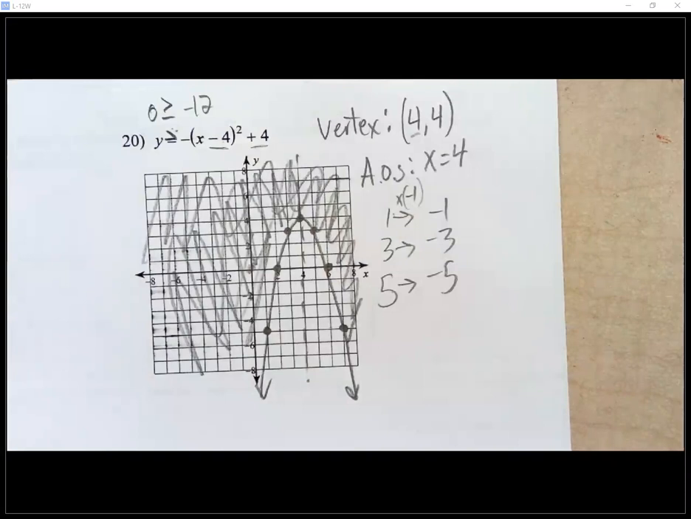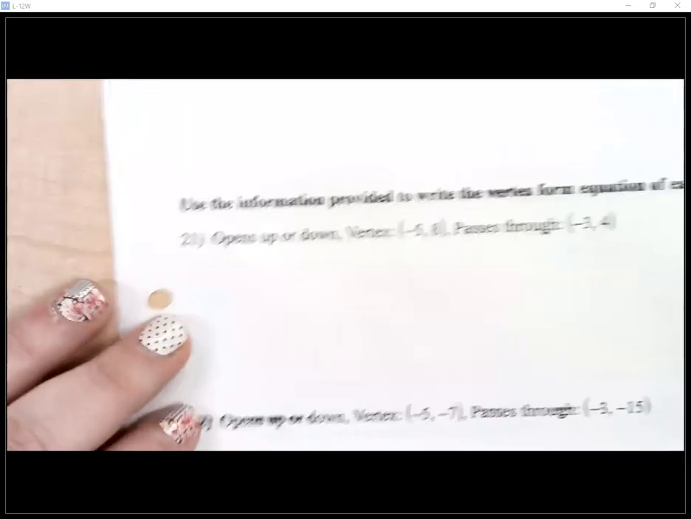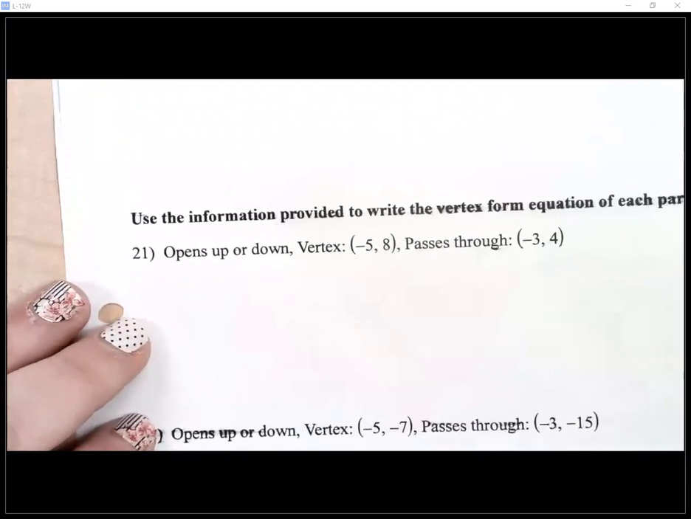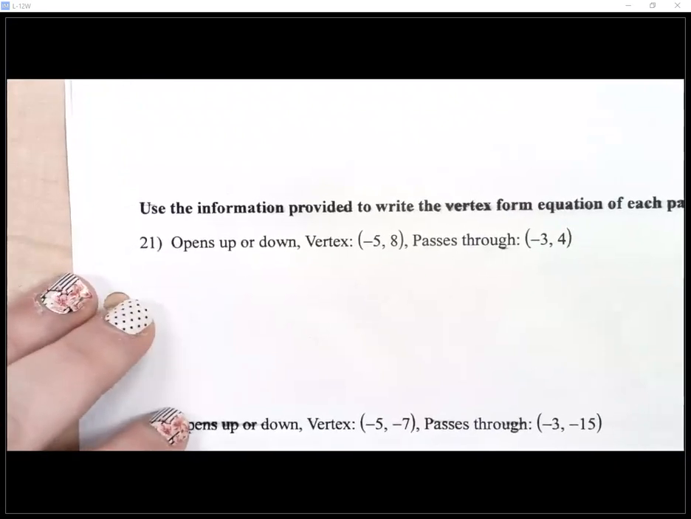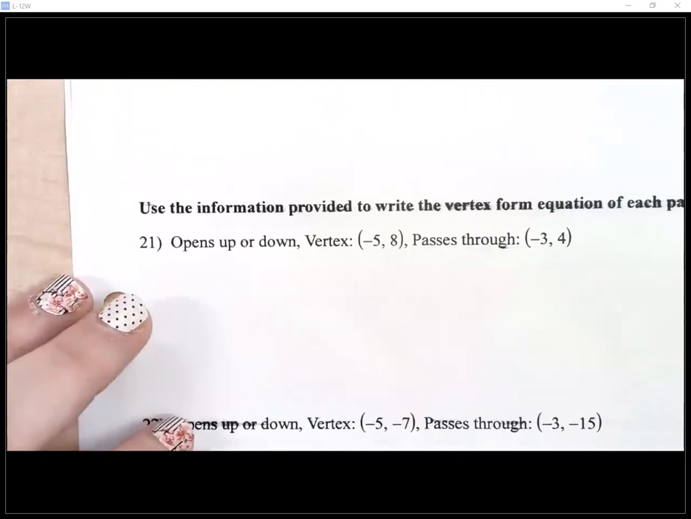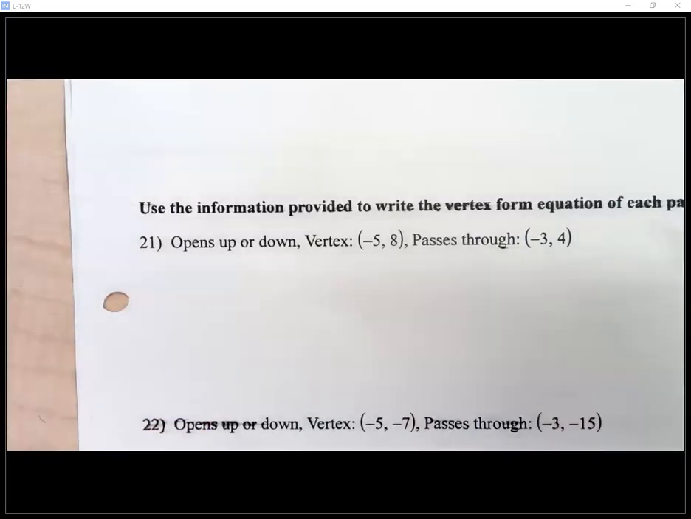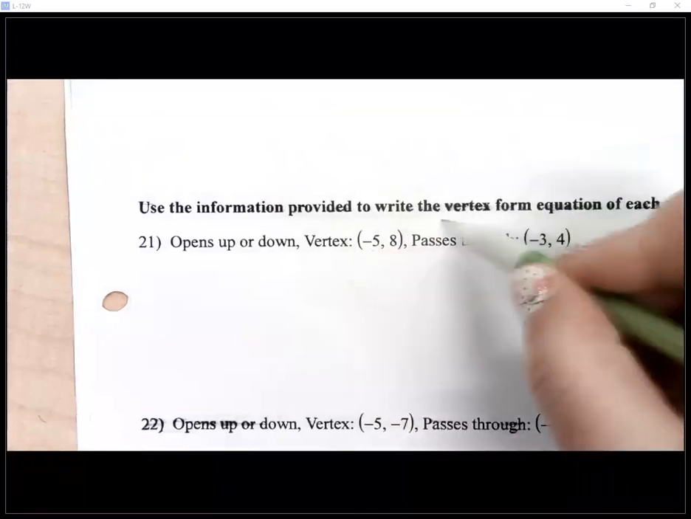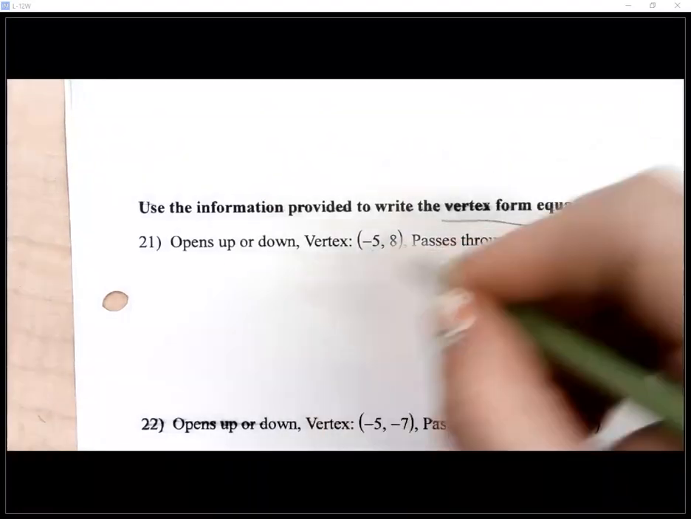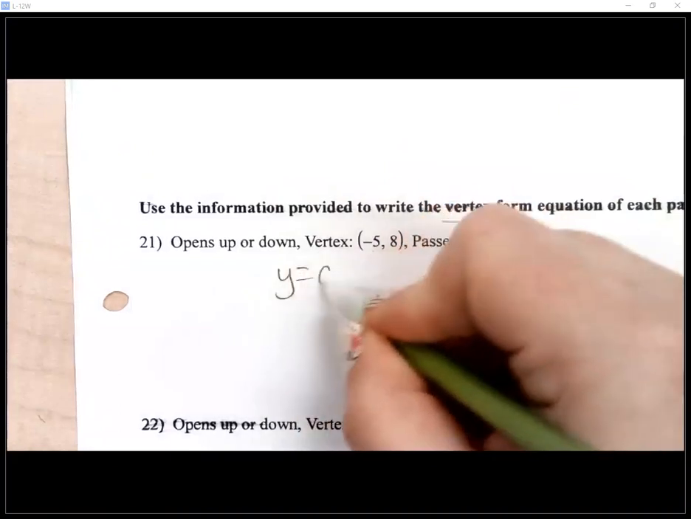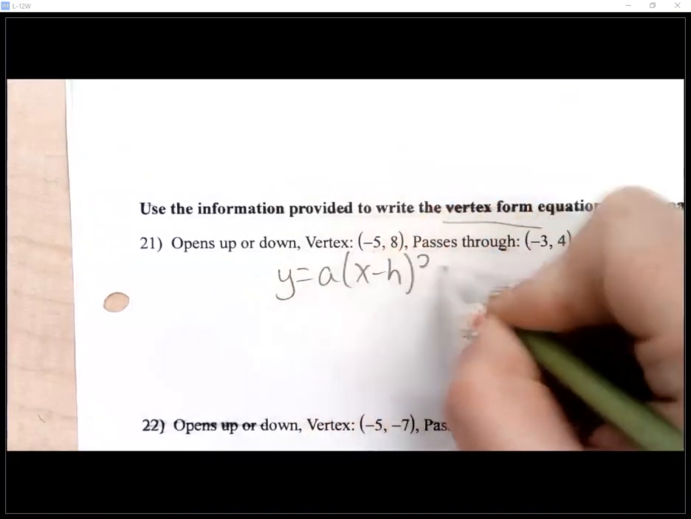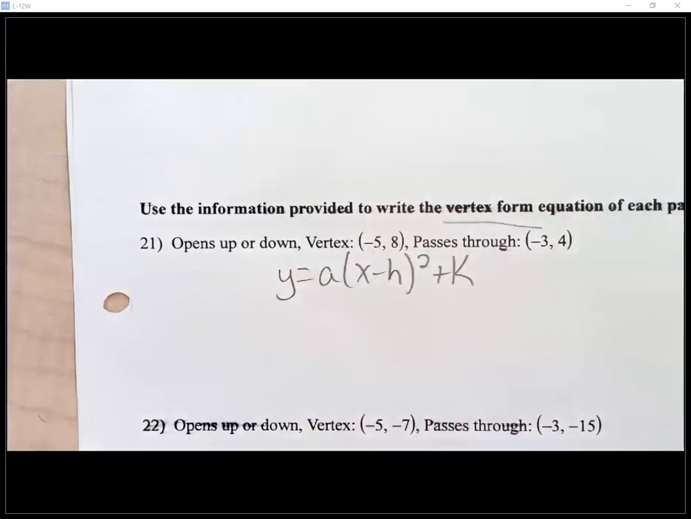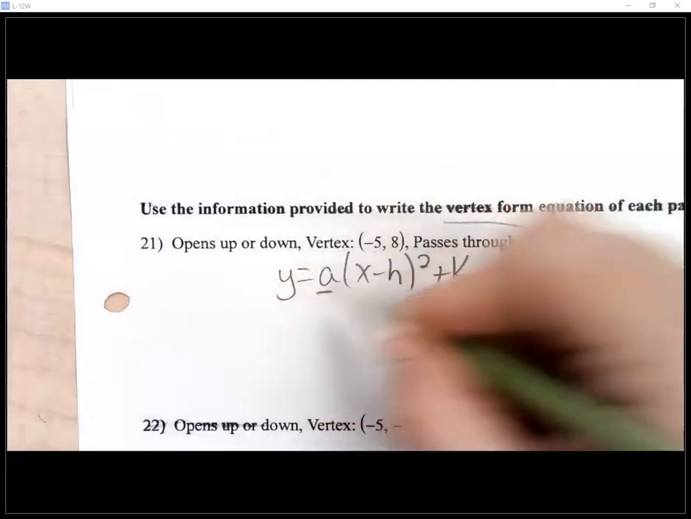Okay, so that's everything with graphing. Now we're going to jump to 21, the next one you had to do. I'm writing the equation of the parabola this time. Do you remember how? Okay, so it says in vertex form. So you need to remember what vertex form is. It's this one: y equals a times (x minus h) squared plus k. That's vertex form. All I need to write the equation in vertex form are these three numbers. I need a, I need h, I need k.